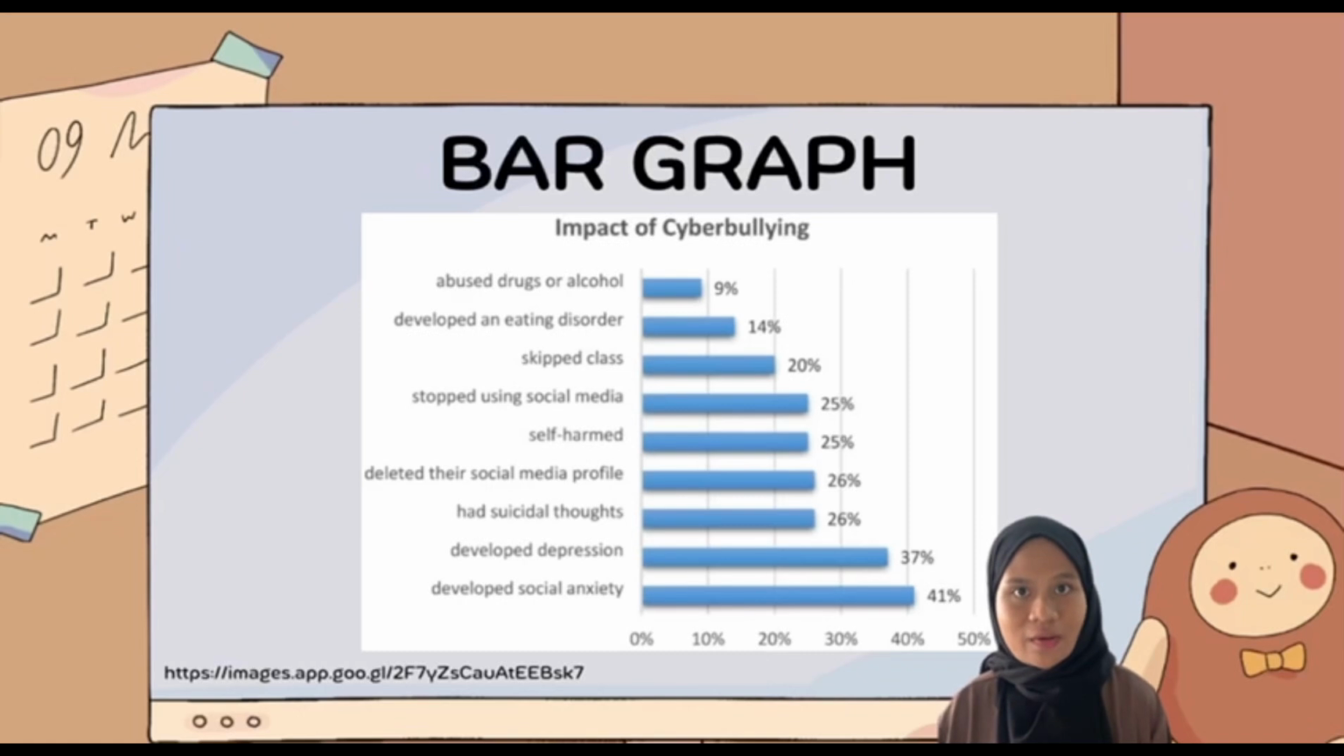It can be seen that there were 41% who developed social anxiety and 40% who developed eating disorders. The impact of cyberbullying, which is developed social anxiety, was drastically higher than abuse drugs or alcohol. It can be seen there were 41% who developed social anxiety and 9% who abused drugs or alcohol.